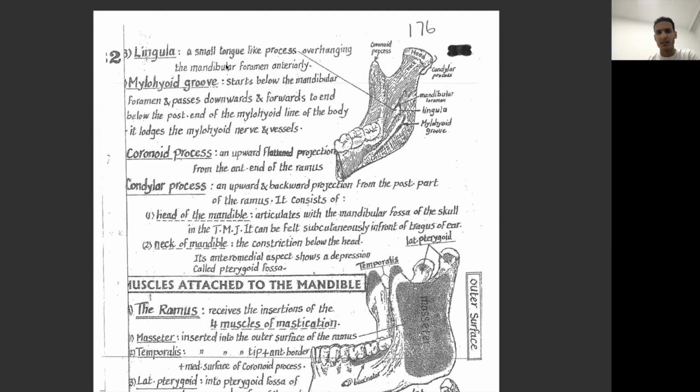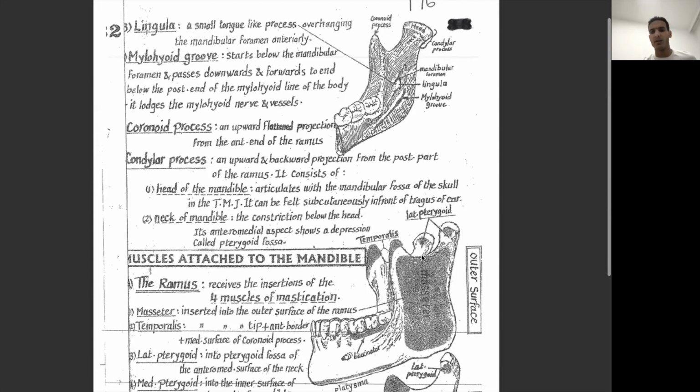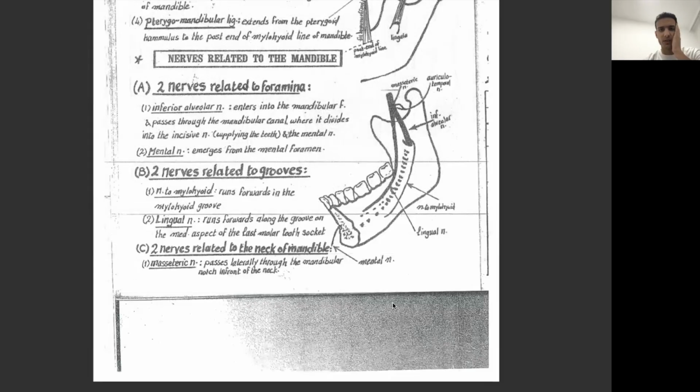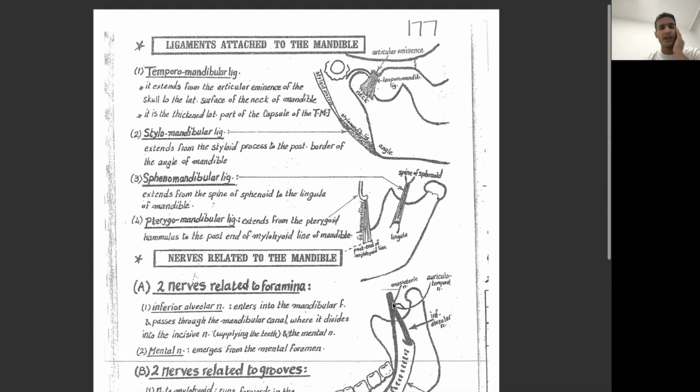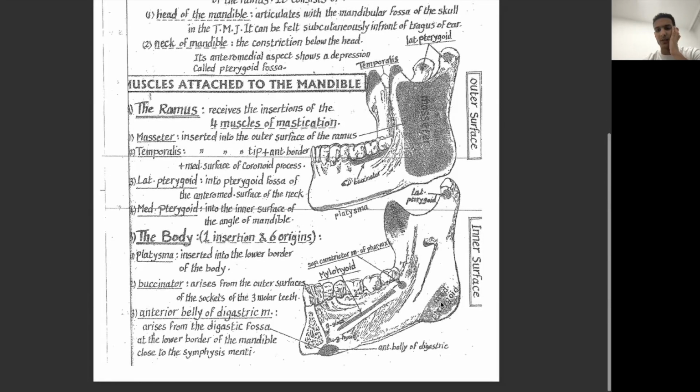The lingula is a small tongue-like process overhanging the mandibular foramen anteriorly. So the mandibular foramen, always remember, in relation to it is a small tongue-like process called the lingula. The mylohyoid groove is present, the coronoid process, as we said, and the condylar process has the head and the neck. These are some attachments for the mandible, and we don't need this for now because you will discuss the muscles later on this semester. And remember, this part of the mandible is the angle.